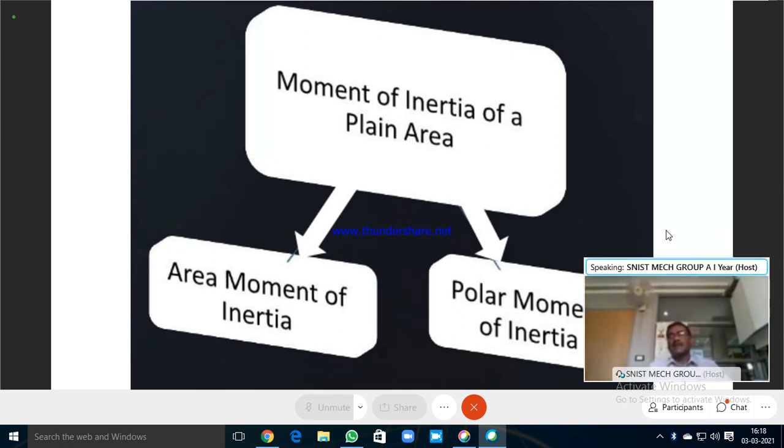Polar means perpendicular. If the area is in the xy plane, your z axis gives the polar moment of inertia. That means if you calculate the moment of inertia about the z axis, it will be the polar moment of inertia. Is it clear? Let your area be in the xy plane. If you calculate the moment of inertia about the x axis or y axis, it is area moment of inertia. Or if it is about the z axis, then it is a polar moment of inertia.